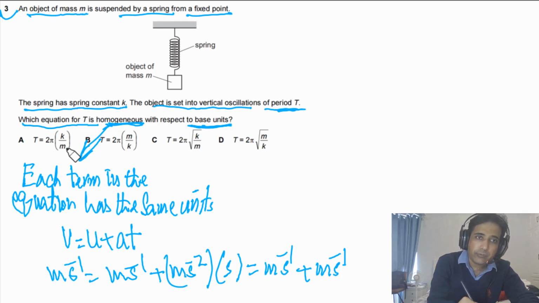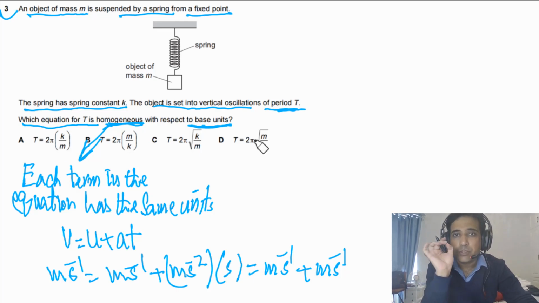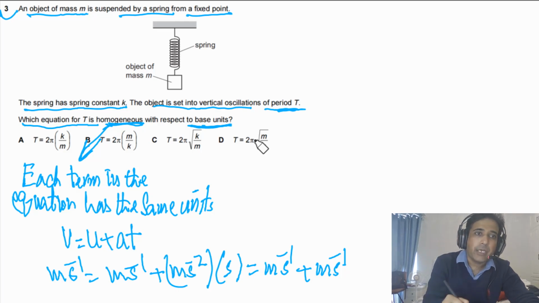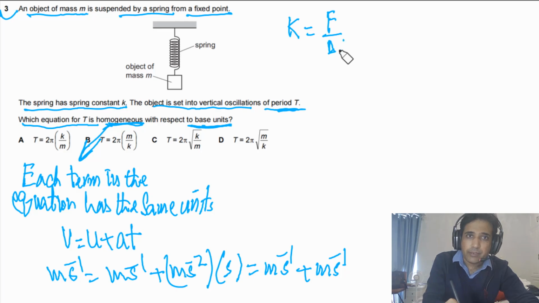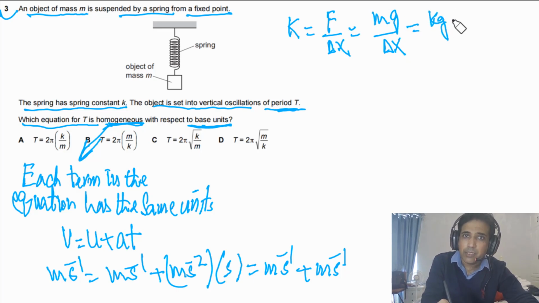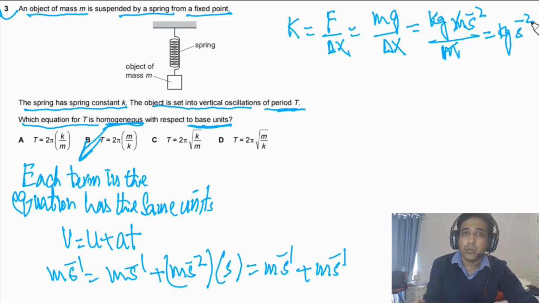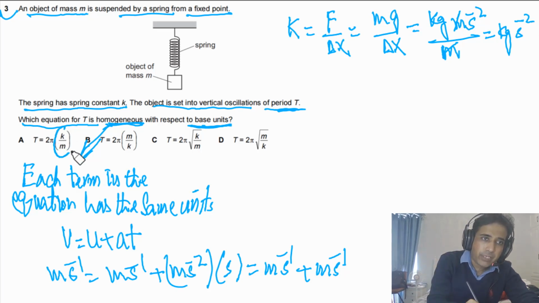Now we need to look at the given options and find out which equation is homogeneous. First of all we have k. So k is equal to F over delta x. F is the force, so this is mg divided by delta x. The unit of m is kg, the unit of g is meters per second squared, and the unit of delta x is meter. We can cancel meter with meter, so the unit of k is kg per second squared in terms of base units.